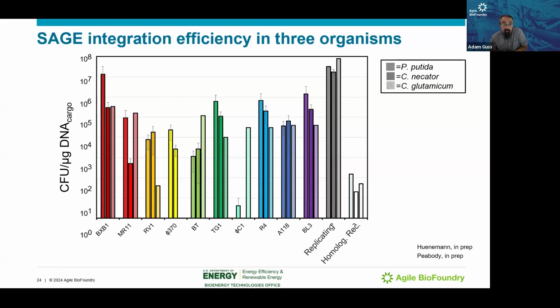So this is just looking at the efficiency of DNA insertion at each of these different recombination sites in 3 different organisms, a gamma, a beta proteobacterium, and an actinomycete. And over on the right side, you can see the efficiency of homologous recombination and transformation with a replicating plasmid. You see that insertion with SAGE is much more similar to transformation with a replicating plasmid than it is with homologous recombination. Next.